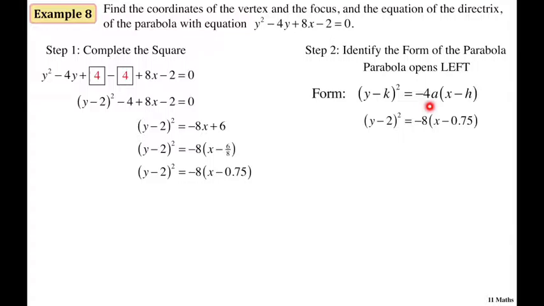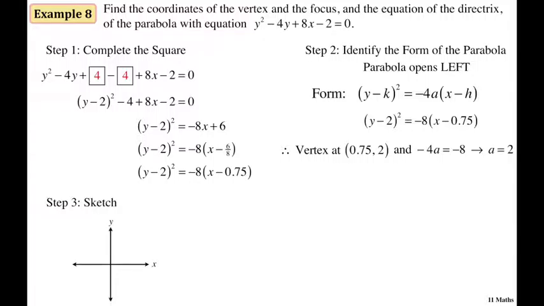There's our formula: y squared equals a negative 4a times x take h. Vertex is at plus 0.75, plus 2. Remember, x comes first. Minus 4a equals minus 8, which means when I divide both sides by minus 4, minus 8 divided by minus 4 gives plus 2. That's my focal length. Let's draw a sketch.